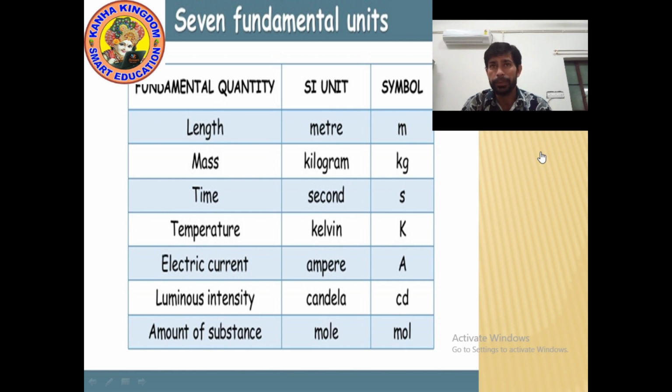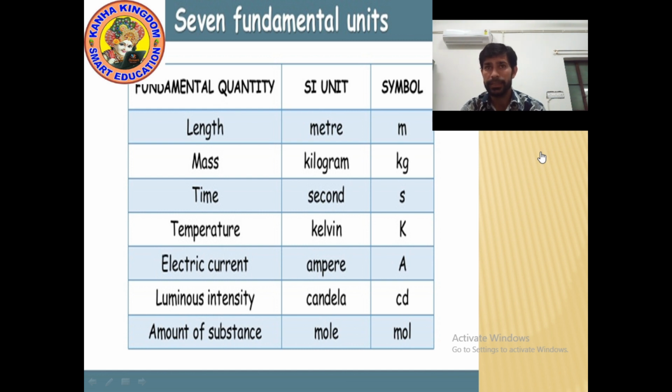The SI unit of temperature is Kelvin. Yes, we use Celsius as well as Fahrenheit, but the SI unit of temperature is Kelvin. Okay, so next is electric current. Yes, we can also measure current. The SI unit of current is ampere, A-M-P-E-R-E, and the symbol for ampere is A. Yes, we can measure the electric current in ampere.